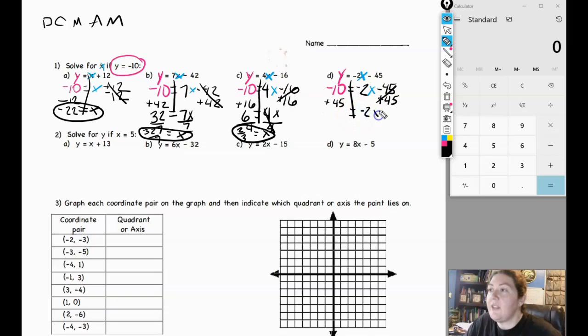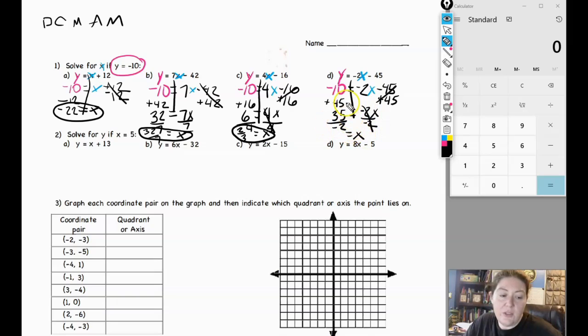Bring down what I have left. Negative 10 plus 45 is going to give me positive 35. Do I have any multiplication or division? Yes. Negative 2 is smushed to the x. That means they're being multiplied. To undo multiplication, I'm going to divide. Those 2's are going to cancel. What I do to one side, I do to the other.